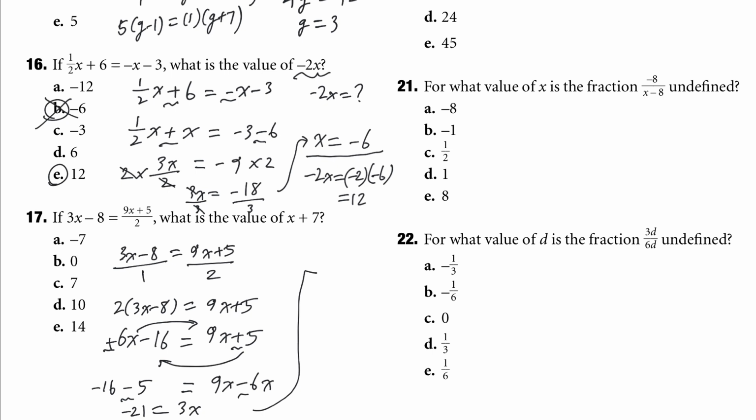I'm going to divide both sides by 3. So negative 21 over 3 is equal to 3x over 3. Divide, divide. x is equal to negative 7.